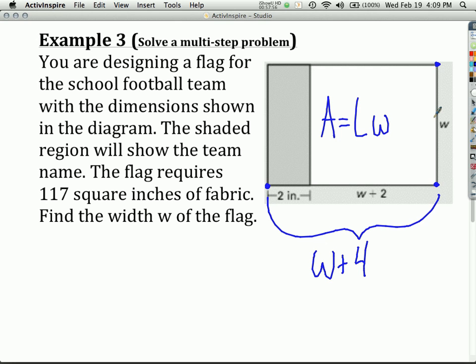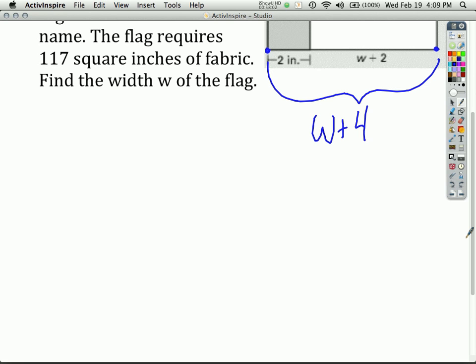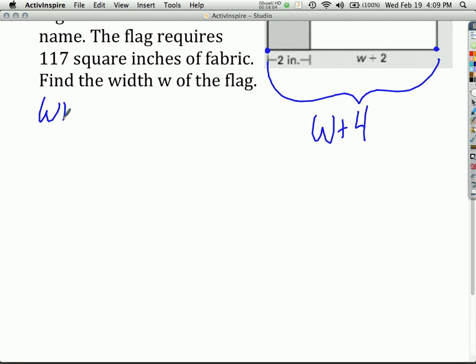So now we need to do length times width. But what does the area have to be? What does the area have to be, Zumara? Yeah, we're given a requirement of 117 square inches, so this has to equal that.